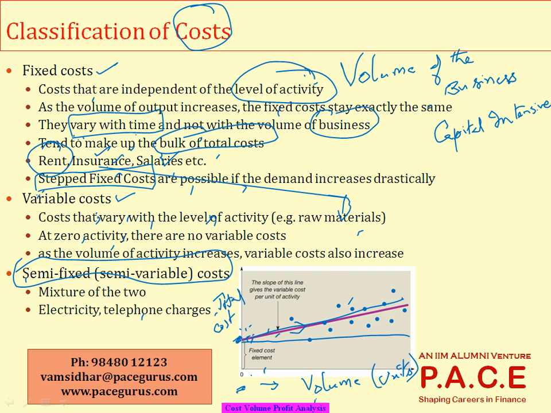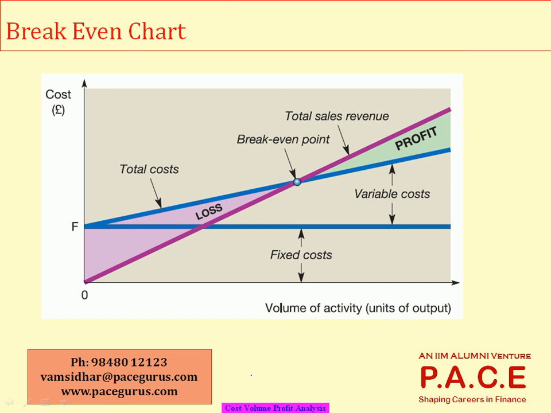Now, moving on to the next aspect. Once I know what the different kinds of costs are, or how I am classifying them, all I can look at now is my break even point. What is the meaning of break even? When will my revenues exceed my costs? At how many units at least are my revenues covering my costs?